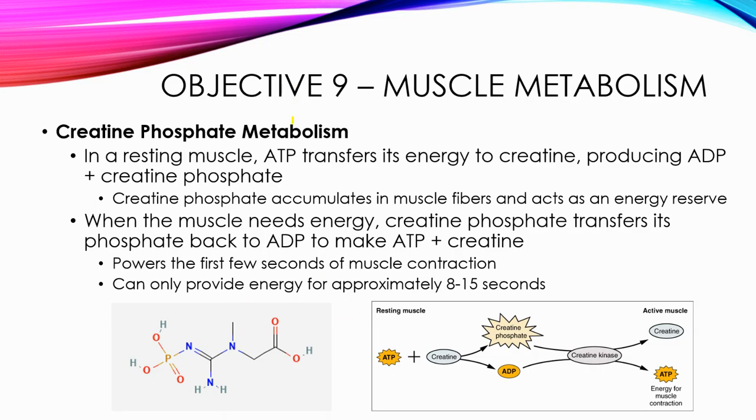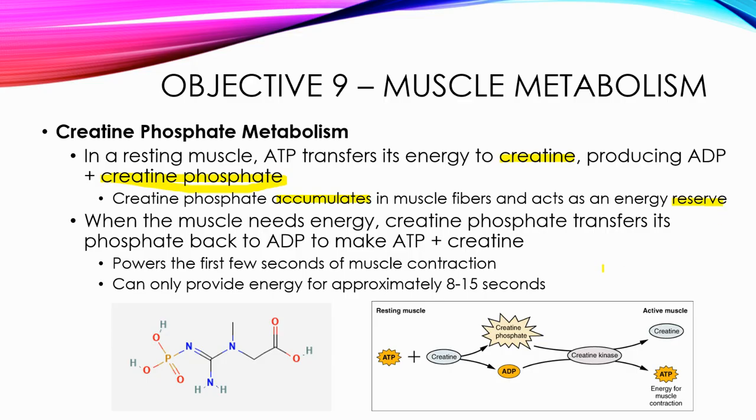In a resting muscle, we have this substance called creatine. ATP is going to transfer its energy to creatine. Essentially, that phosphate is going to be added to the creatine, and that produces creatine phosphate as well as ADP. Now, the creatine phosphate can be stored a little bit longer than that ATP. These molecules can accumulate in the muscle fibers, and they act as an energy reserve.